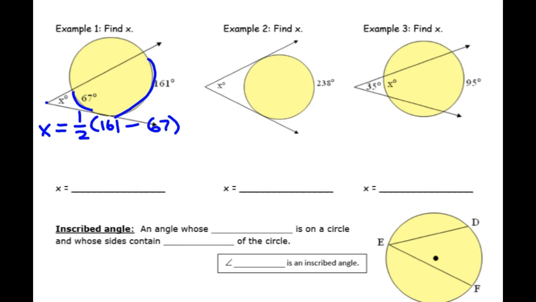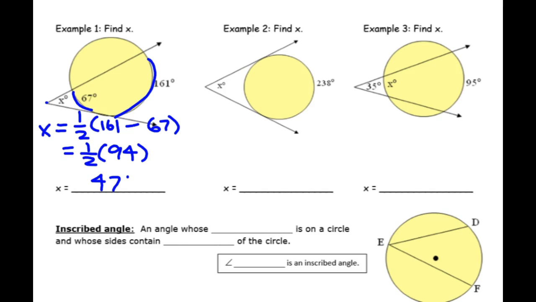161 minus 67 is 94. So 1/2 of 94, 94 divided by 2, either way, is what? 47 degrees. Okay. So, get the idea? Outside angle equals big arc minus little arc.